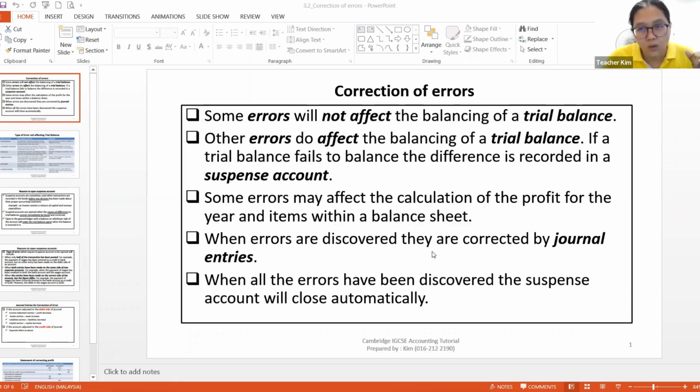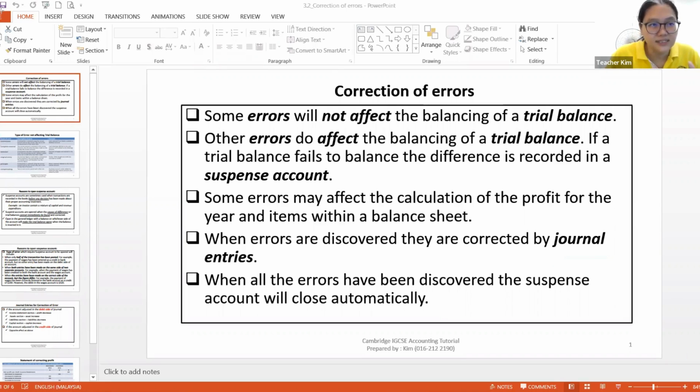Okay. When we discover an error, we will use the journal entry to adjust. Journal entries we have learned in section 2. Here, we use the general journal to put through the adjustment to correct the error. Most of the time in the exam question, the suspense account will automatically close when we adjust all the errors. But sometimes in the exam question there might be differences, and if so, they will ask you further in the following question. That depends on the exam question set.